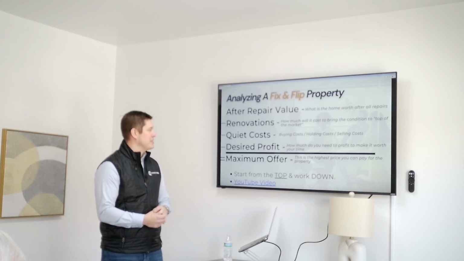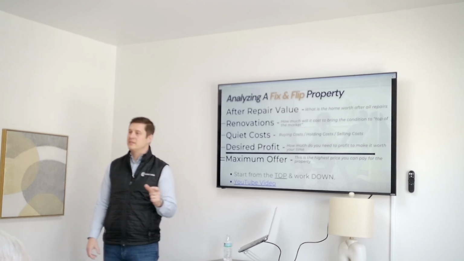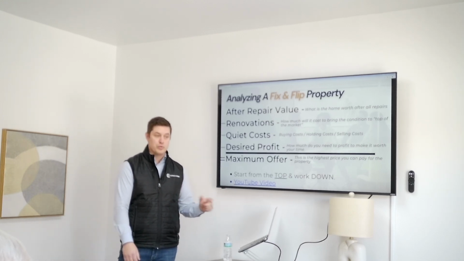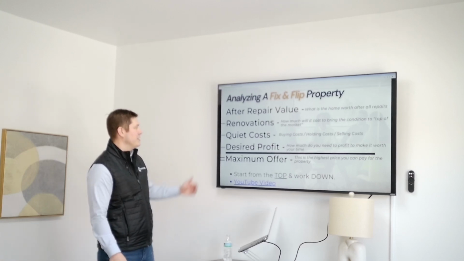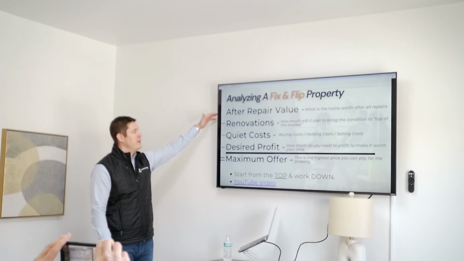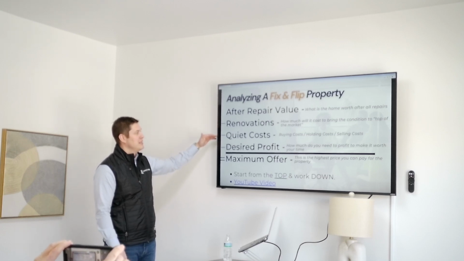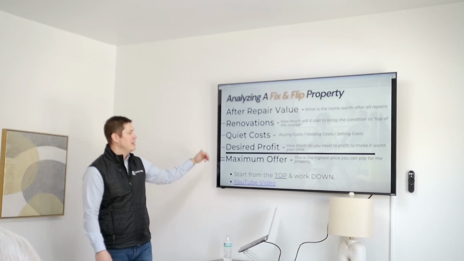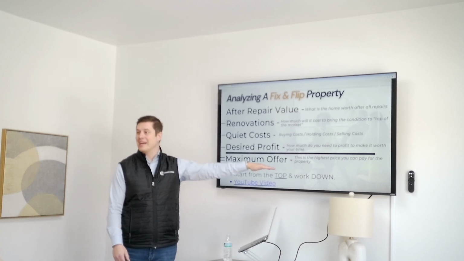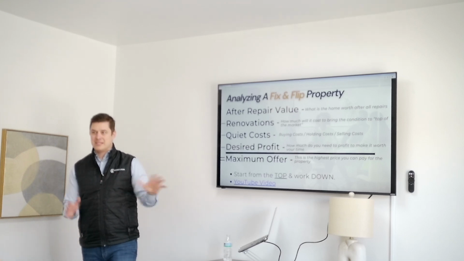Super simple, but there's a couple things in here a lot of people miss, and it's what causes people to lose money or not make as much money as they want. So this is the math right here. After repair value, I'm going to subtract out my renovation cost. I'm going to subtract out my quiet costs. I'm going to subtract out my desired profit, and I'm going to be left with how much money I can offer on this property. That's the math right there.